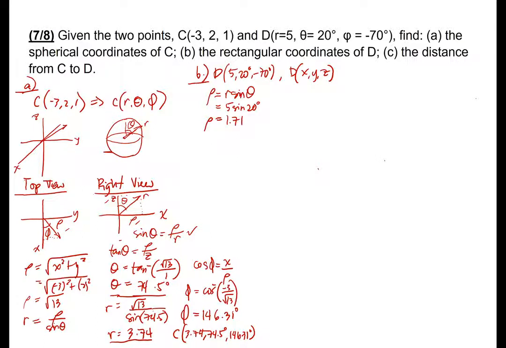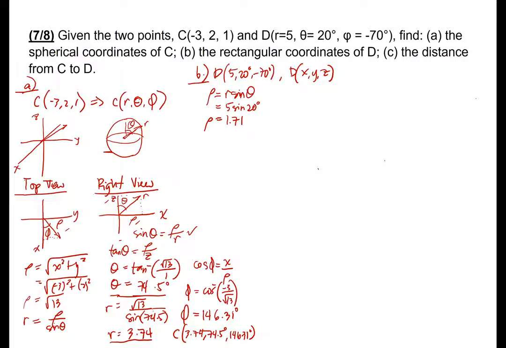Take note that rho is always less than or equal to R. Rho cannot be greater than R. So if you have an answer that is greater than R, then probably you made a mistake, because sometimes you get a mistake here. Is rho equal to R over sine theta? If so, you already made a mistake.